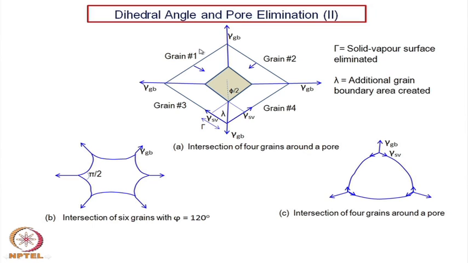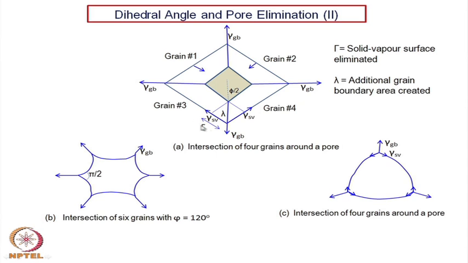This is the concept of dihedral angle we have already introduced earlier. It is basically the angle between the tangents of the two different surfaces which are meeting at a particular point. So, that is called the dihedral angle.